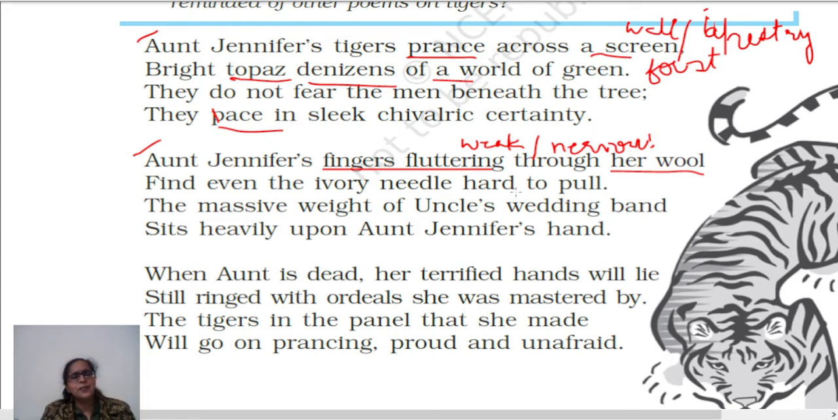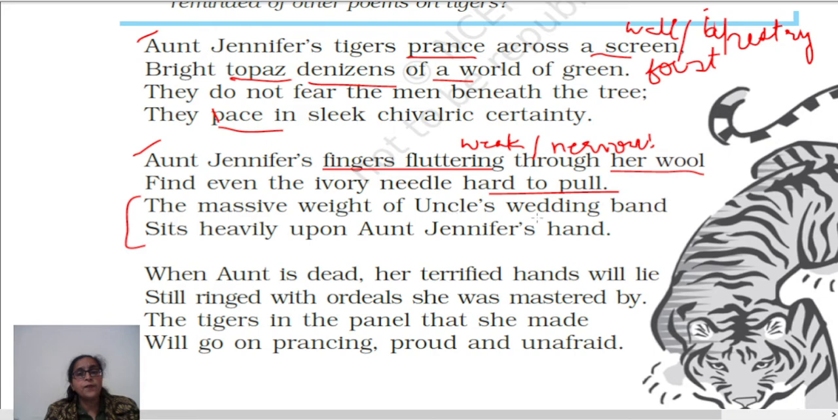It's very easy to pull the needle out of a cloth, but this very simple work, she finds very difficult to do. Finds even the ivory needle hard to pull. So it is really difficult for her to pull the ivory needle out of the cloth. Why so? That has been described in these next lines.